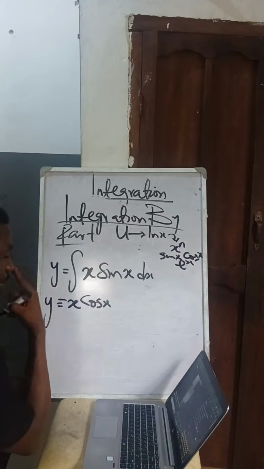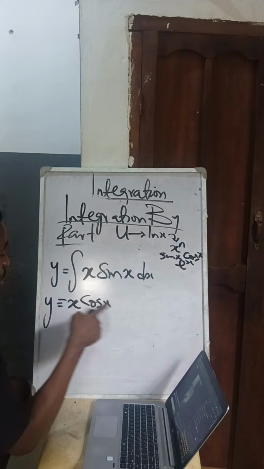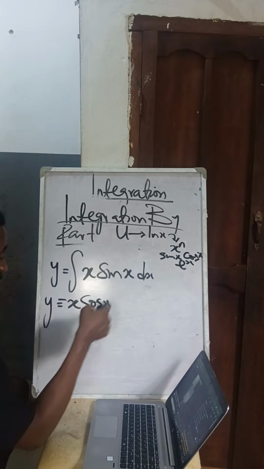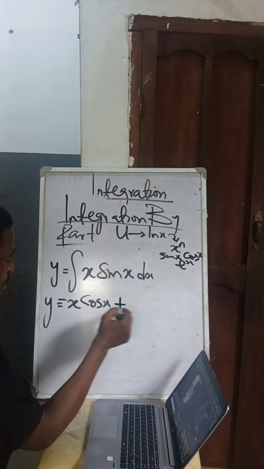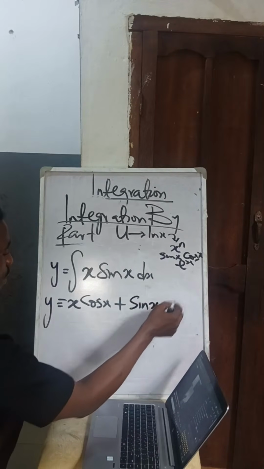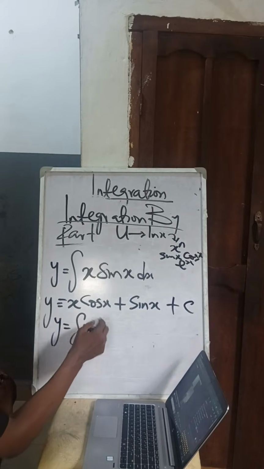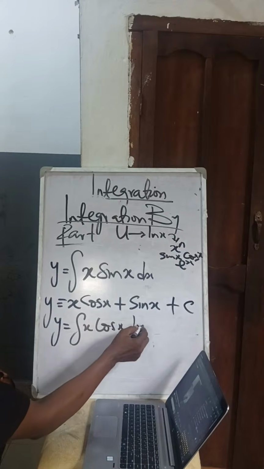If you integrate cos x, you have sine x, but minus is already here, so you make it plus. Differentiate x, you have 1. So here is sine x plus c. Okay, let's try this. Integral x cos x dx.